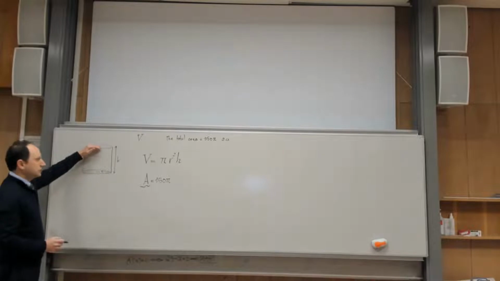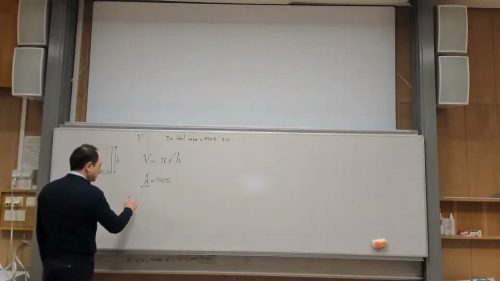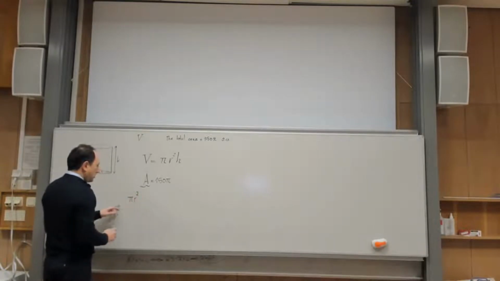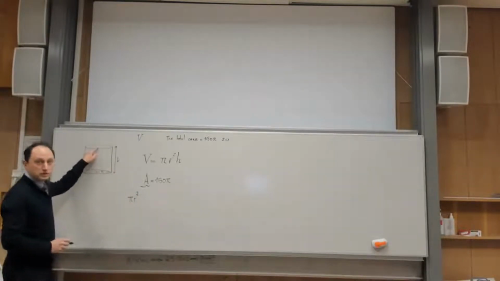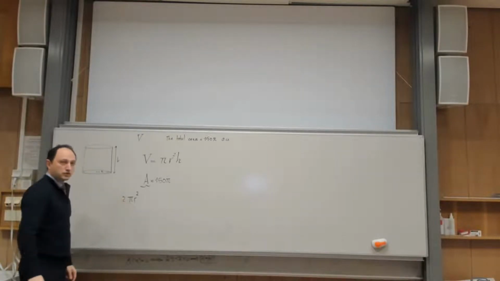What is the area of the circle? If you have forgotten, you can see it in the formula sheet. But I really recommend you to memorize these famous ones. So pi r squared is the area of one of these. I have 2 of them, one on the top, the other on the bottom. So this means 2 pi r squared.